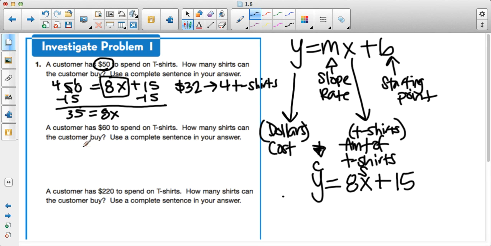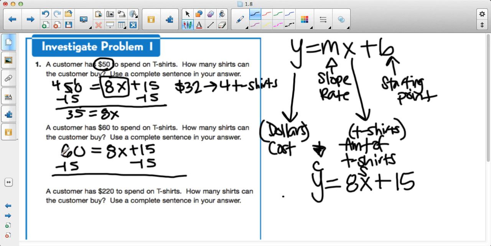Same with the next one. So we have 60 equals 8x plus 15. Subtract 15 both sides. More on the floor, I borrow from next door. 10 minus 5 is 5. 5 minus 1 is 4 equals 8x. Again, I'm not going to get a whole number because if I divide both sides by 8, 45 divided by 8 is going to give me 5.6 something. I can't buy a partial shirt, so I'm only going to be able to buy 5 t-shirts.